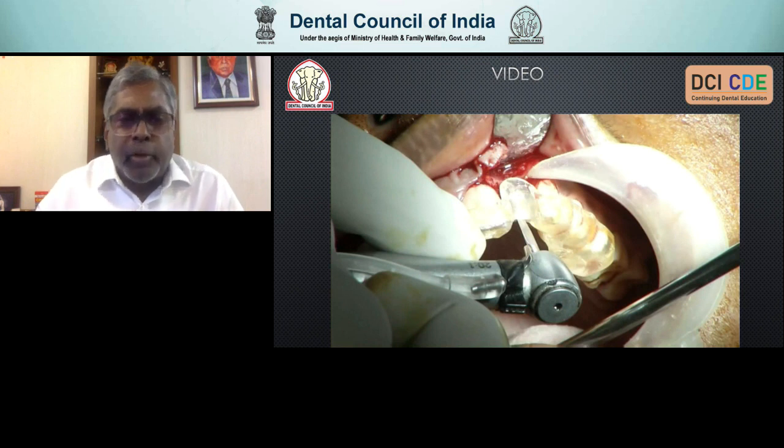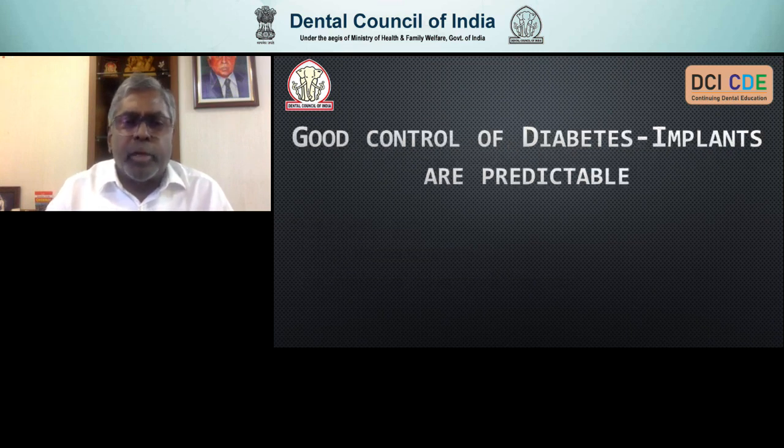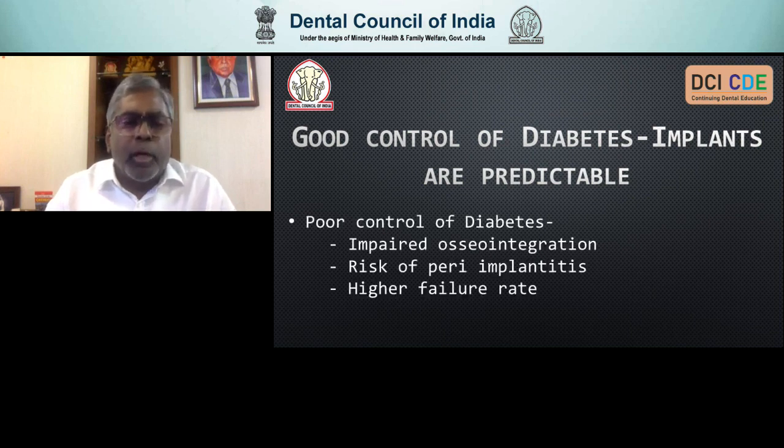So some of you can make note of this reference because this came out as a very important guideline on how you would treat these diabetic patients when they come for implantology. When the patient has good control of diabetes, implants are predictable. That's the important thing. When a patient has good control of diabetes, implants are as predictable as in a normal person. When they have poor control, you have all these problems of impaired osseointegration, higher risk of peri-implantitis, and a higher failure rate.